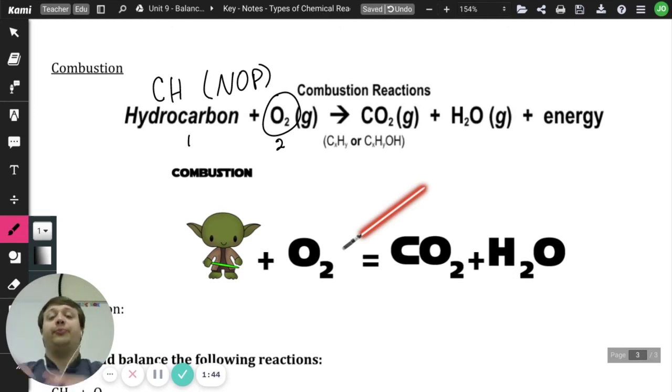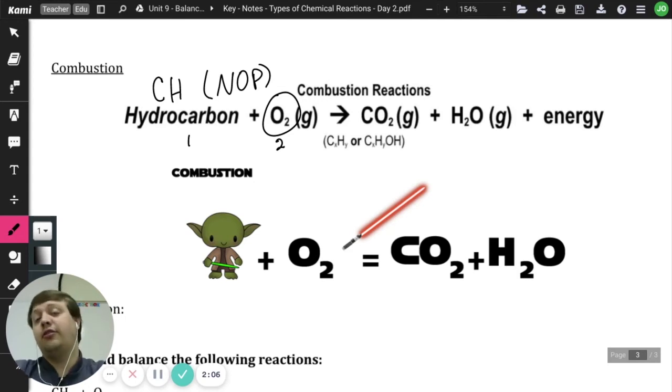Okay? So the nice thing about combustion is that it always produces the same two products. It is always going to produce CO2 and H2O. Every single time you're going to get CO2 and H2O as a part of that combustion reaction.